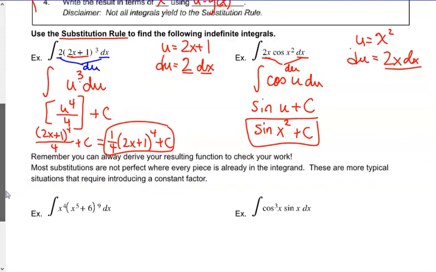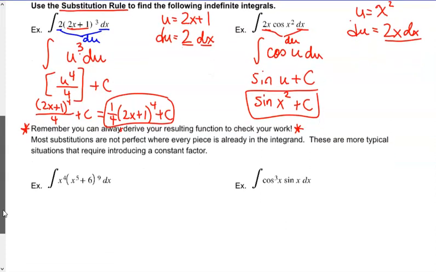Now, the next statement is really important because you can always check your work with these. If you take the derivative of your answer, you should get back what the integrand is of your original problem. And so remember, you can always differentiate your resulting function to check your work.